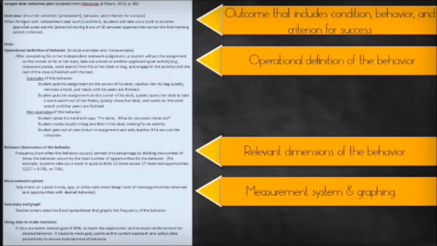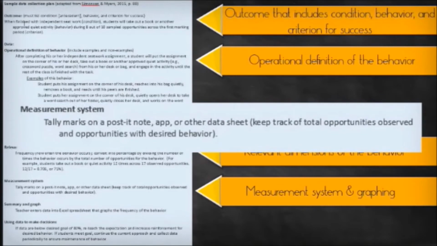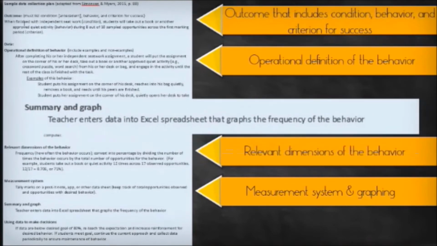We want to make note of the measurement system that we're going to use. In this data collection plan, it's a very low-tech measurement system: tally marks on a post-it note or another data sheet. We talk about how we're going to summarize and graph the data. Here, we are entering data into an Excel spreadsheet.